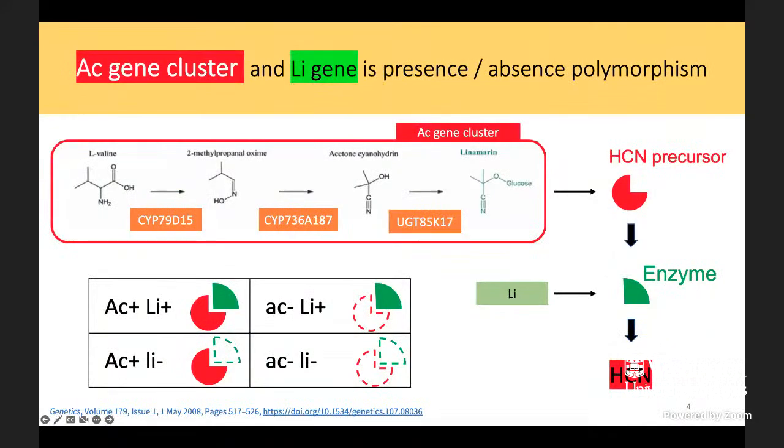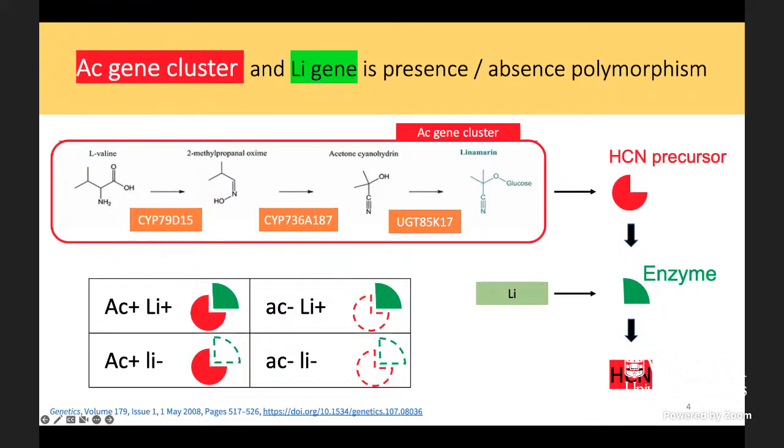Biochemically, the precursor is synthesized by 3 genes. They are physically linked, and we call this linked gene cluster the AC gene cluster. And the enzyme is encoded by the LI gene. The Olson lab has found there is polymorphism in these two loci, and the polymorphism is a presence-absence polymorphism. The absence means whole gene deletion. So a clover plant needs to have both the AC gene cluster and the LI gene to be cyanogenic, that is, to successfully produce cyanide.